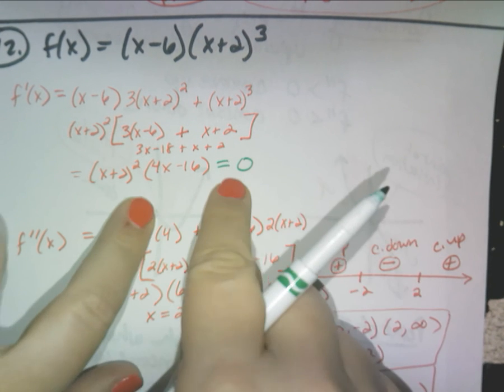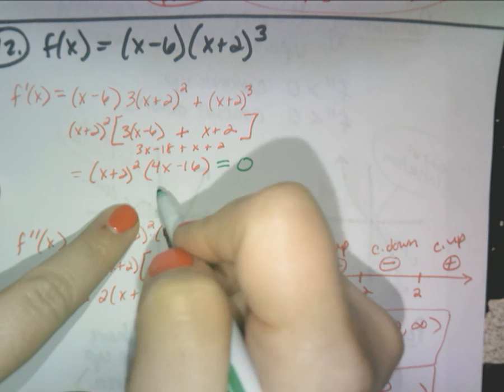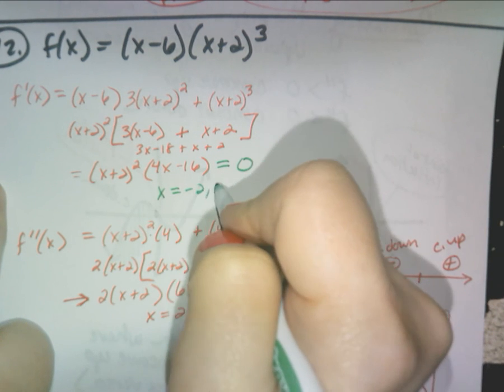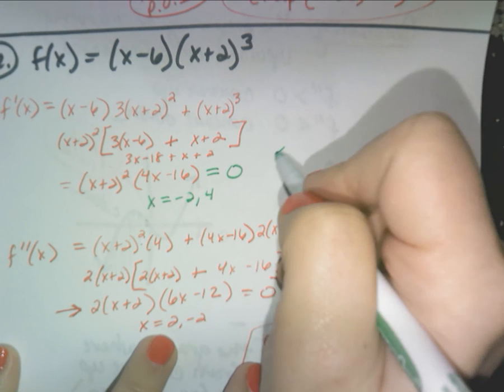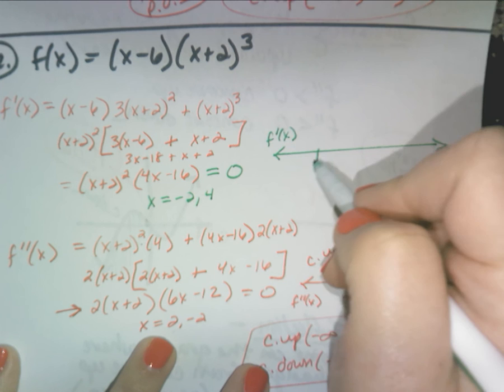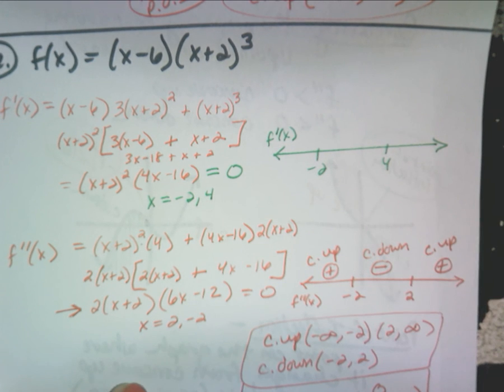All right, let's set this one equal to 0. Tell me where my critical numbers are at. -2 and 4. Good job. Now again, we're going to test -2 and 4. We're going to determine if we've got something increasing or decreasing. Same thing, positives and negatives.